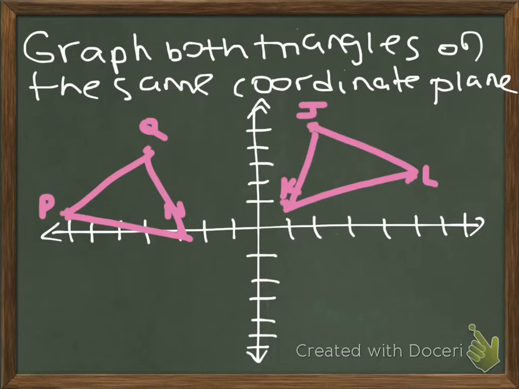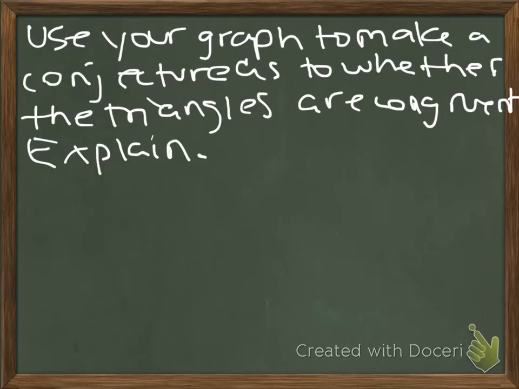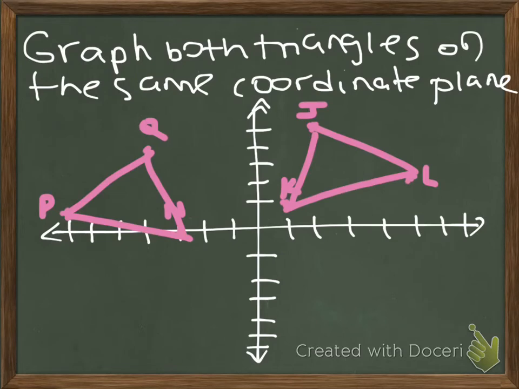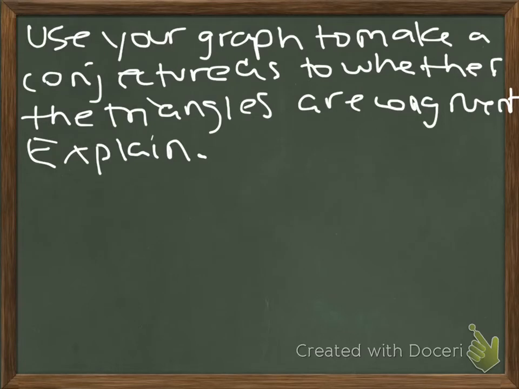triangle. So what I need to do now is use my graph to make a conjecture as to whether the triangles are congruent. Thinking about what we just did with the side-side-side congruence postulate, we could find the distance of all three sides and compare them to each other. If they are the same distances, then we can conclude that these two triangles are congruent. So that's what we're going to do. We're going to use the points that they gave us to find the distance.